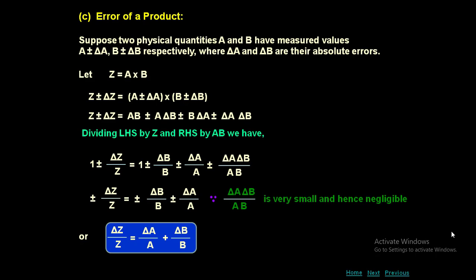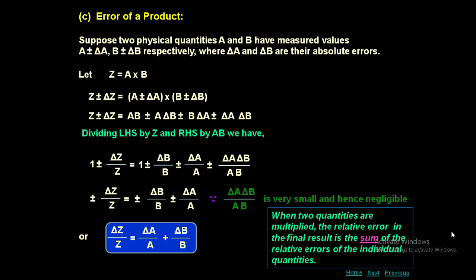I hope you already know that delta A by A is nothing but relative error, because it is absolute error to the true value, which is nothing but relative error. So when two quantities are multiplied, the relative error in the final result is the sum of the relative errors of the individual quantities. Fourth one, error of a quotient.